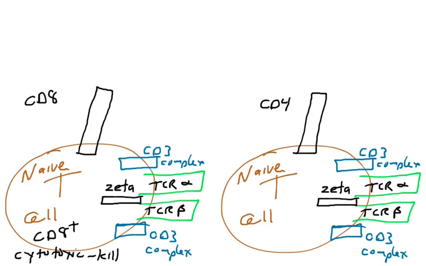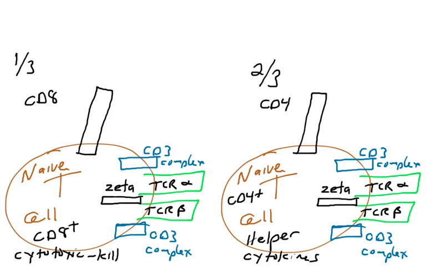Some T cells in the body don't have CD8 on their surface. They have CD4 on their surface. So if a T cell has CD4 on its surface, we call it a CD4 positive T cell. And that helps us identify the function of this T cell. If activated, it will become a helper T cell, which basically means it will release cytokines to help stimulate other parts of the immune response. So in your body right now, about a third of your T cells are CD8 positive, and about two thirds are CD4 positive, and they're wandering the body looking for antigens to bind.